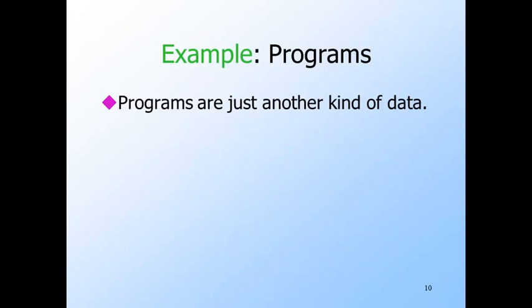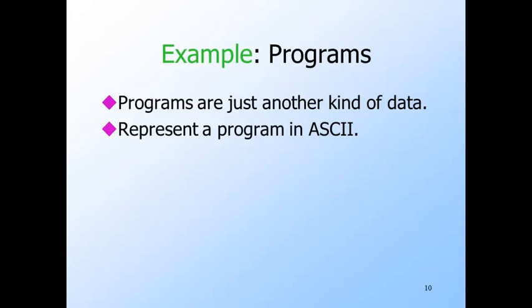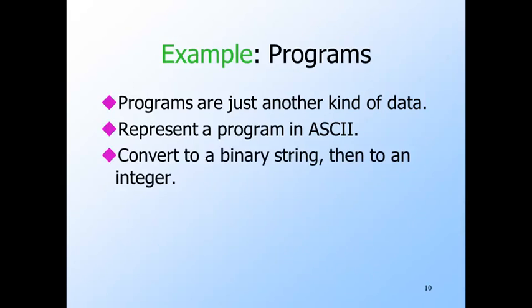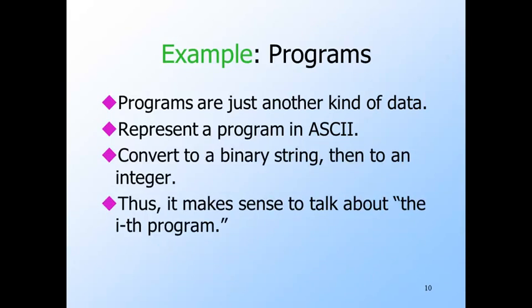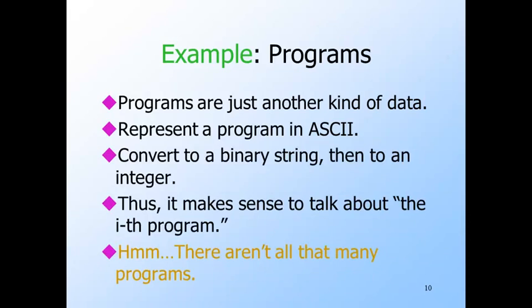As we said, programs in a language like C or Java are also a data type and can be represented by integers as if they were data. First, represent the program as an ASCII string or in some other alphabet like Unicode if the language requires it. Then convert the character string to a binary string and then to an integer. Now we can talk about the ith program. And this should worry you. There really aren't more programs than there are integers.